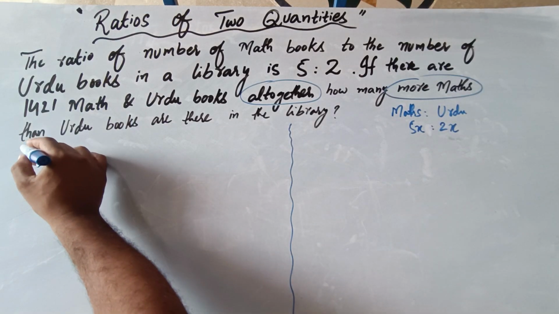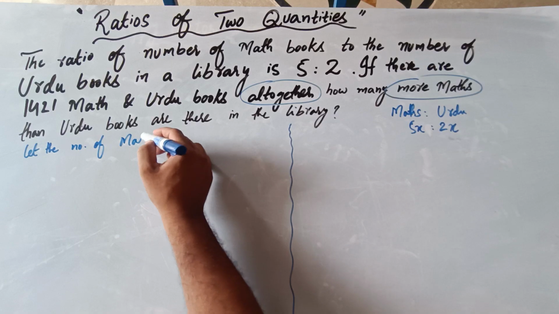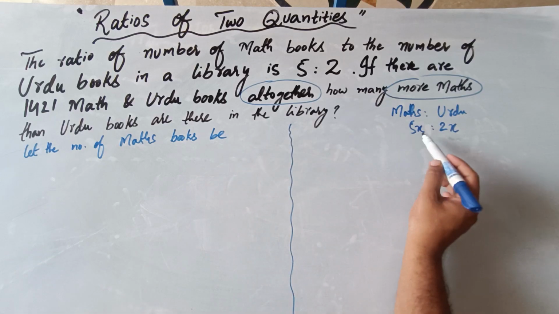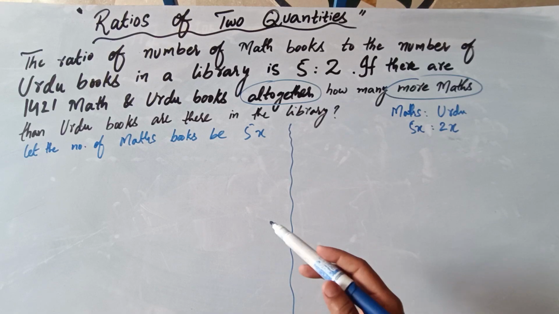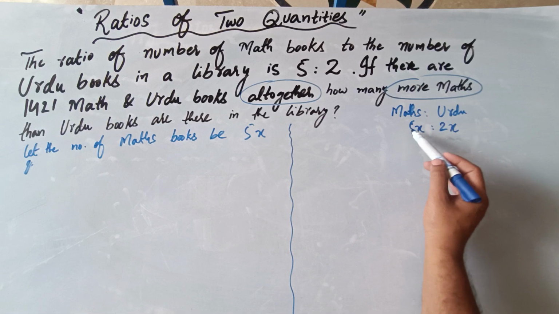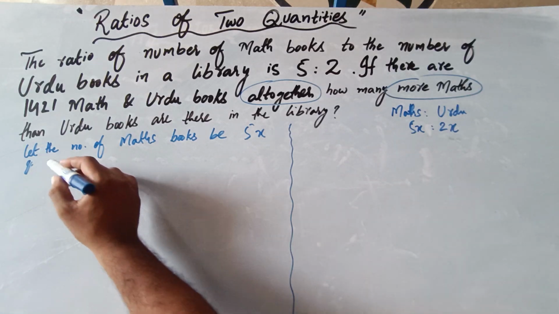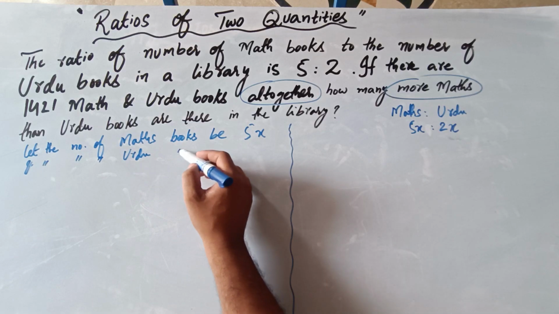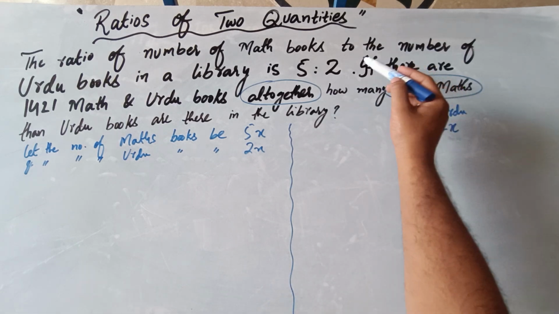So we will suppose that the number of maths books be 5x. I hope it is clear why we are considering 5x, because this 5 is the ratio. How would they come? They would come by simplifying both of them by a common factor. And the number of Urdu books will be 2x.